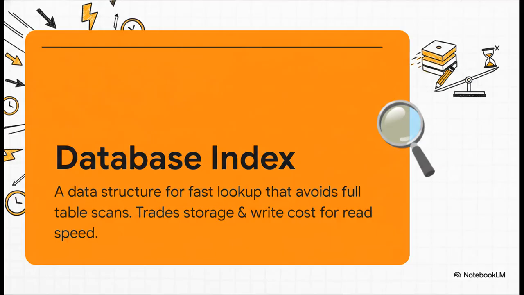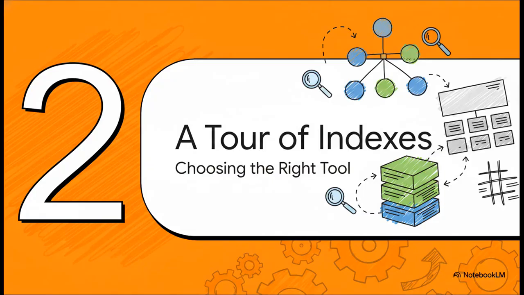So let's put a pin in it with a formal definition. A database index is just a special data structure that lets the database find stuff really, really fast. But, and this is a big but, it's a trade-off. You're giving up a little bit of disk space and making your writes a tiny bit slower in exchange for making your reads massively faster. Which brings us right to Section 2.